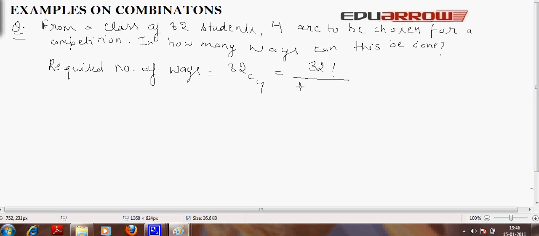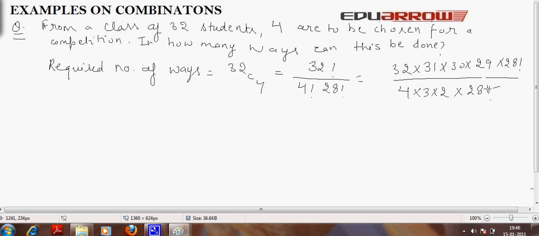Now applying the formula of combination, we get 32 minus 4 is equal to 28 factorial. 32 factorial is equal to 32 into 31 into 30 into 29 into 28 factorial, divided by 4 factorial, which is equal to 4 into 3 into 2 into 28 factorial. 28 factorial will be cancelled out by 28 factorial. Evaluating these terms, we get some fixed quantity which we can multiply and divide, or we can leave it in the form of combinations or factorial terms, that is 32 factorial over 4 factorial into 28 factorial, because multiplying and dividing is a tedious job. So this is the required number of ways in which 4 can be chosen out of 32.